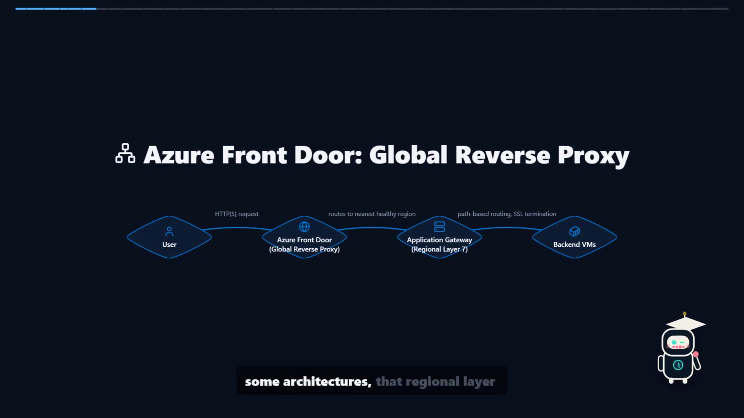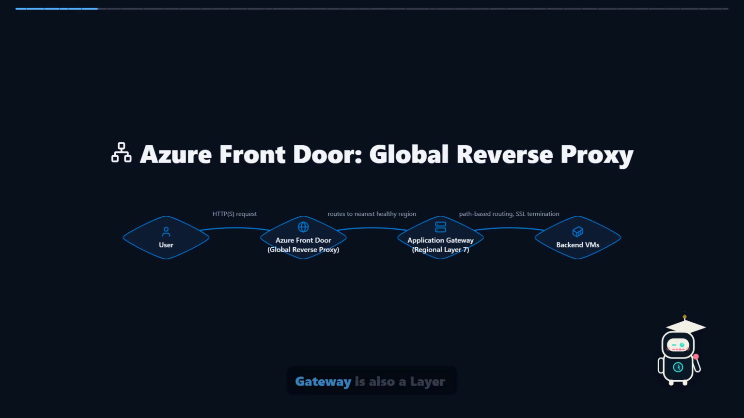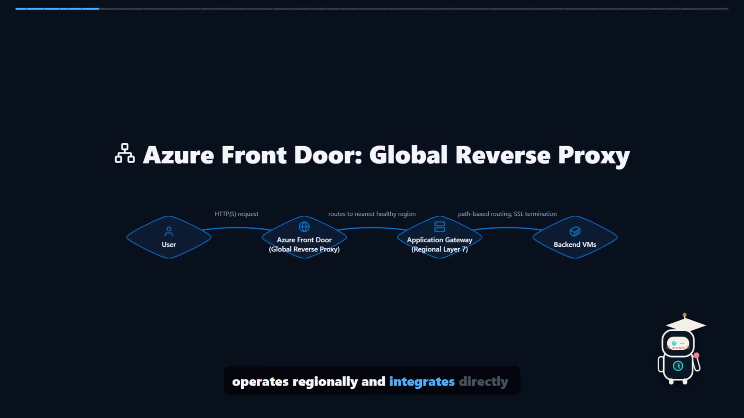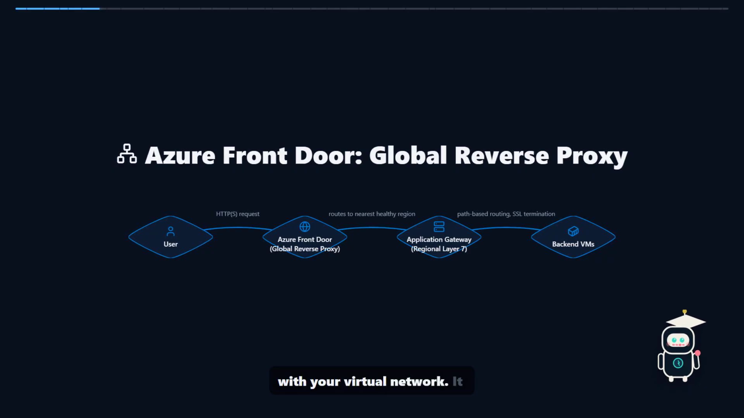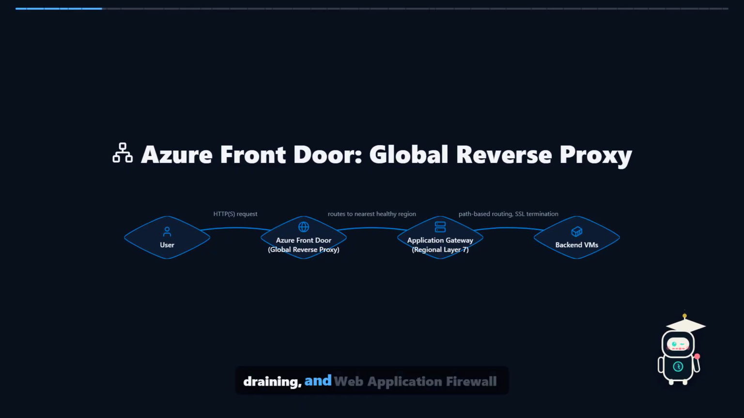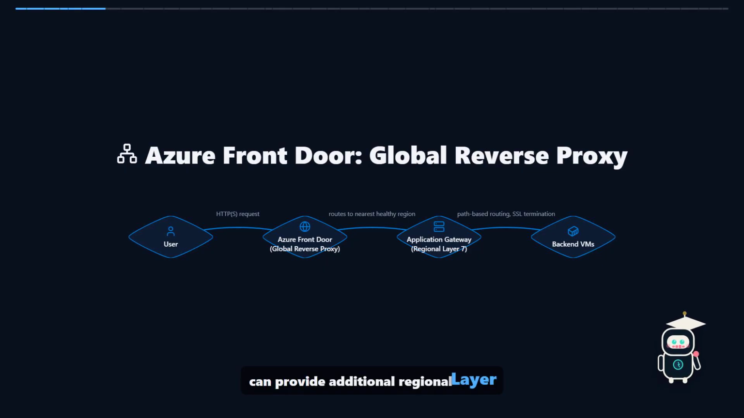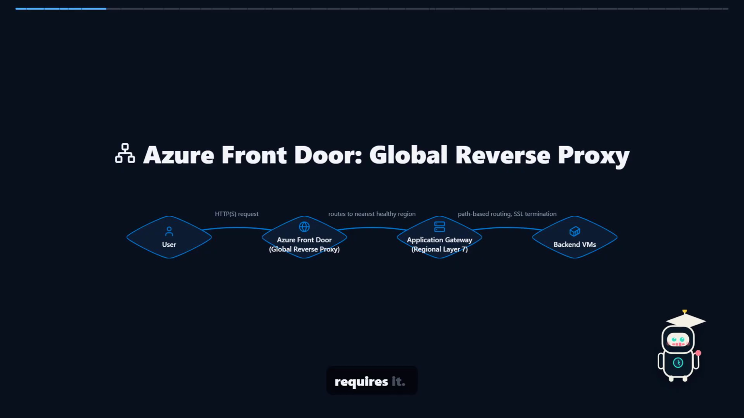Behind Front Door, you may have regional application infrastructure. In some architectures, that regional layer can include Application Gateway. Application Gateway is also a Layer 7 load balancer, but it operates regionally and integrates directly with your virtual network. It can provide regional path-based routing, TLS termination, health probes, connection draining, and web application firewall capabilities. Think of it this way. Front Door handles the global application delivery layer. Application Gateway can provide additional regional Layer 7 control when your architecture requires it.